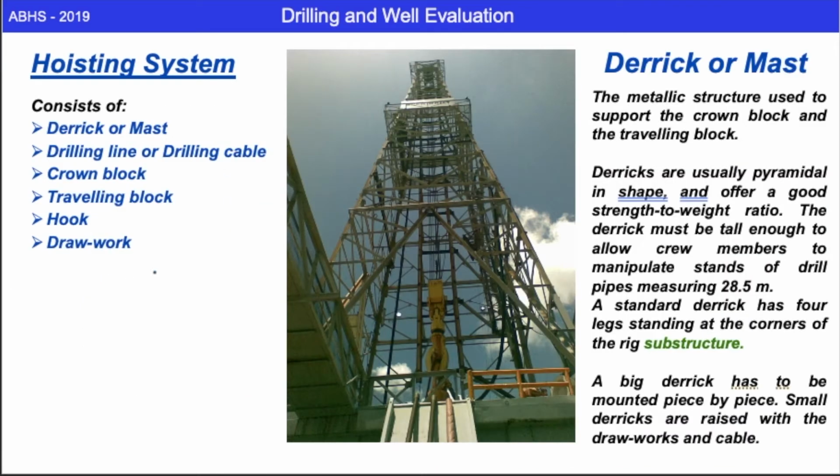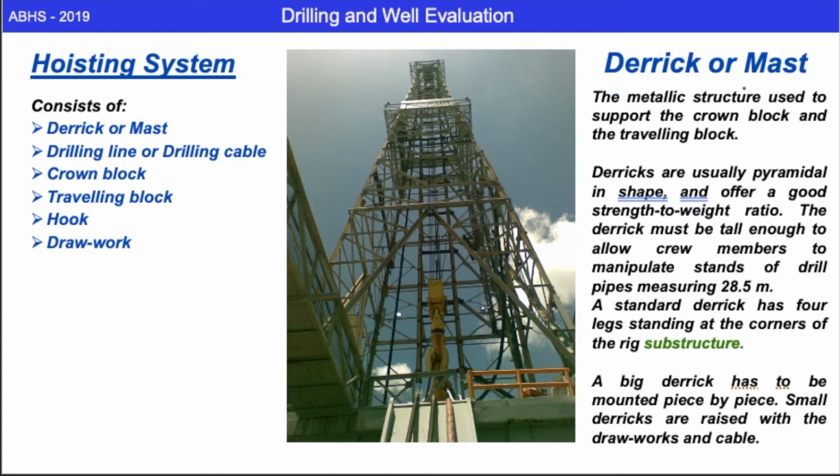The second aspect is the hoisting system. These are the components of the hoisting system such as the derrick, the drilling line, the crown block, the traveling block, the hook, and the drawworks. It is usually made up of a metallic structure because of the strong type of materials.